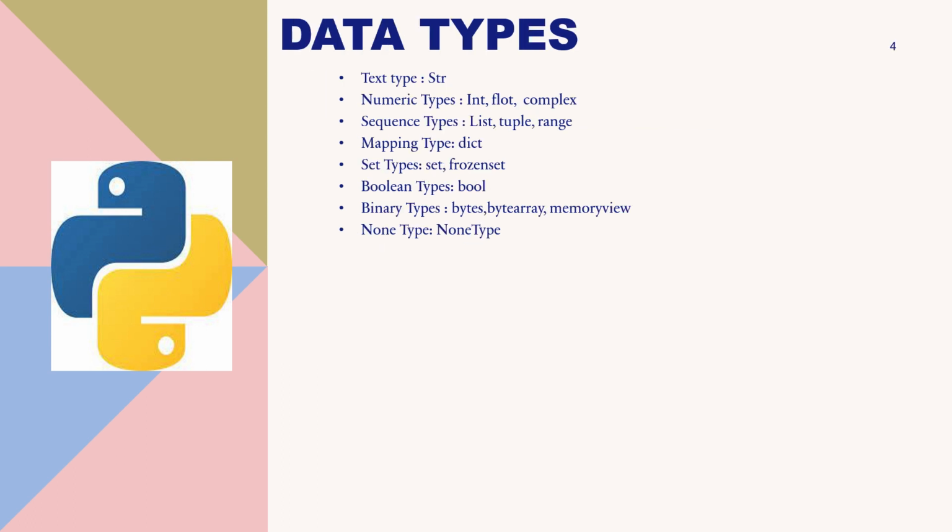Alright. So now let's talk about data types in Python. We have string as a text type. Now the numeric type of data is integer, float, complex. The sequence type is list, tuple, range. Mapping type is dictionary. Set type is set and frozen set. Boolean type is bool. Binary type is bytes, byte array, memory view, and none type is none type.